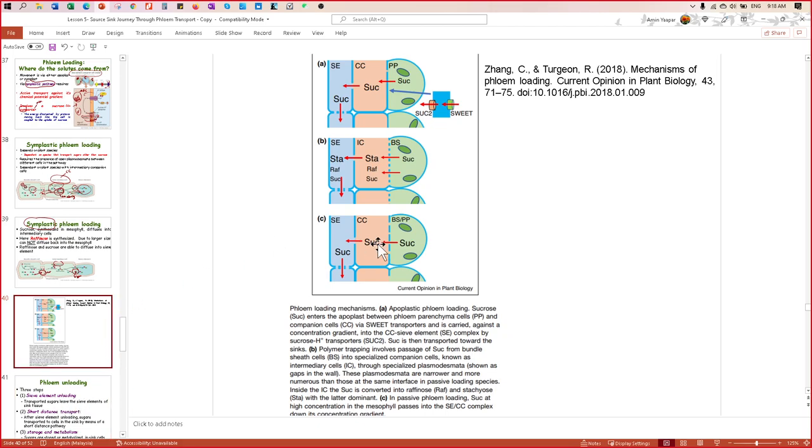Okay, so let's look at this figure from a journal, the phloem loading mechanism. It can be apoplastic phloem loading, meaning that the sugar here from the parenchyma cells, the PP here, to the companion cells, to the sieve elements, goes through. Can you see any plasmodesmata? No. This blue here is the cell wall. The moment it enters the cell wall and goes through it, automatically that is apoplastic phloem loading.